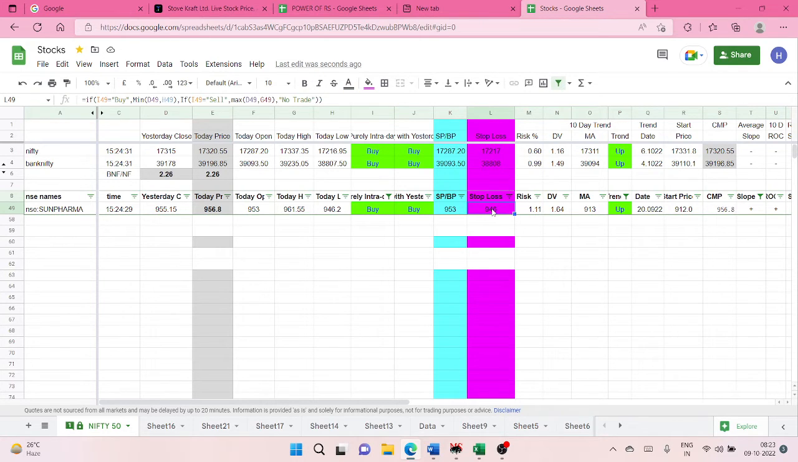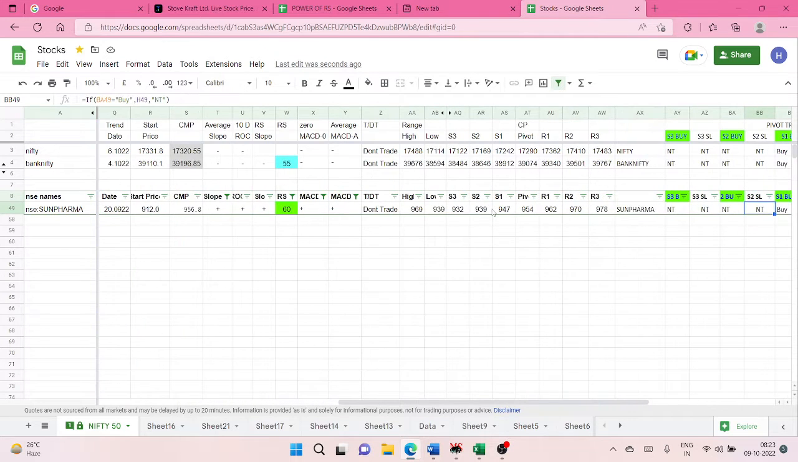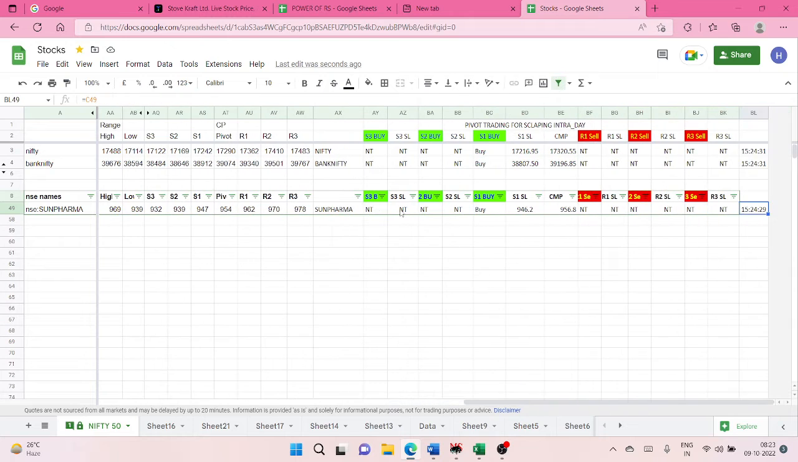So whatever tomorrow's position will be, accordingly it will be. But if I'm starting on a pre-market basis, this is a buy with a 946 stop loss, and if I further want to utilize pivots, I can check where my S1 and my pivot are. So S1 is about 47, and I can utilize that. Or tomorrow in the live market I can utilize the scalping mechanism for entry in Sun Pharma.